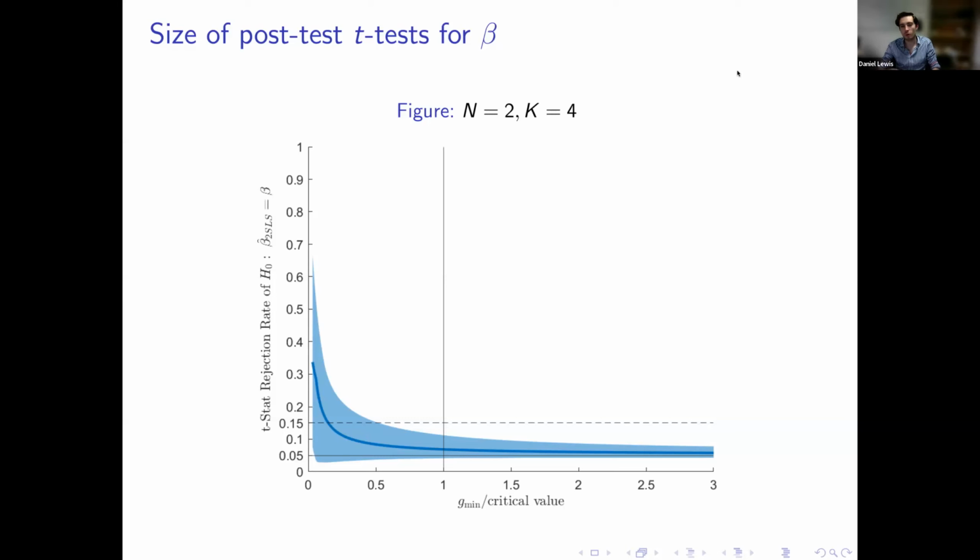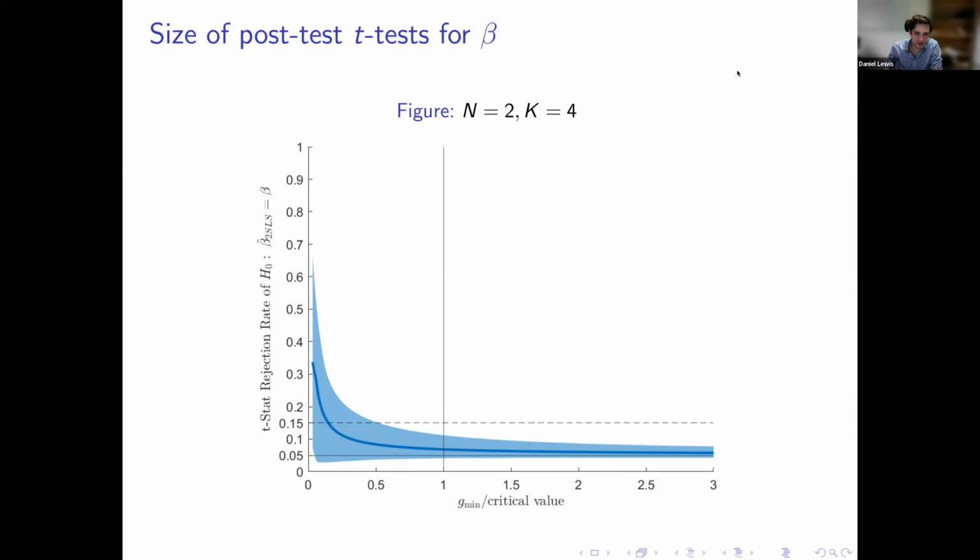What you don't want to see is, for values to the right of that vertical line, rejection rates too far over 0.05, because that says you're actually going to have a severe pre-testing problem, right? Conditional on passing the pre-test, you're going to over-reject the null hypothesis when you go to do inference on the structural parameters of interest.